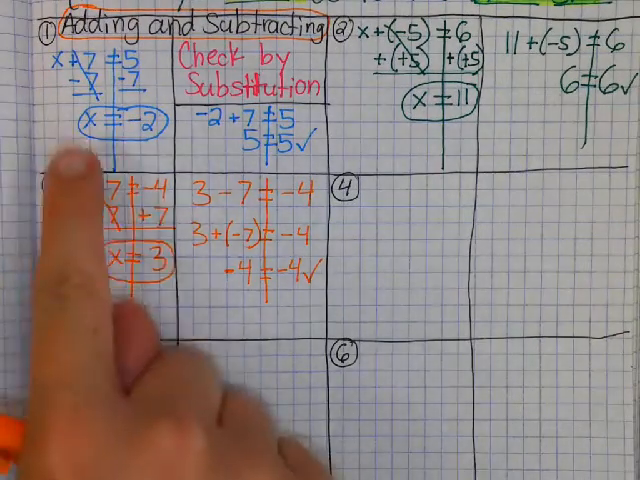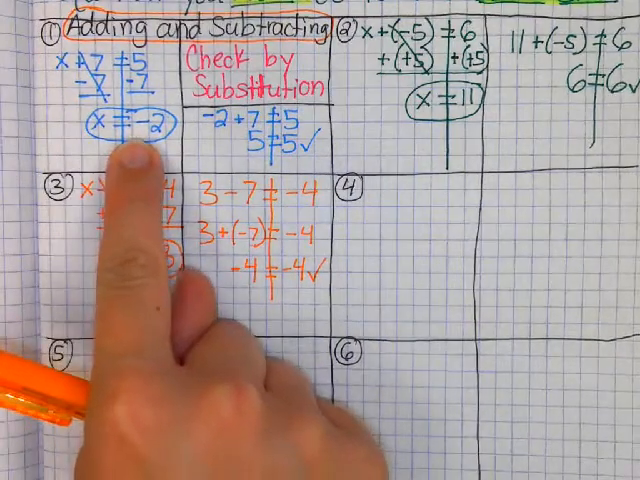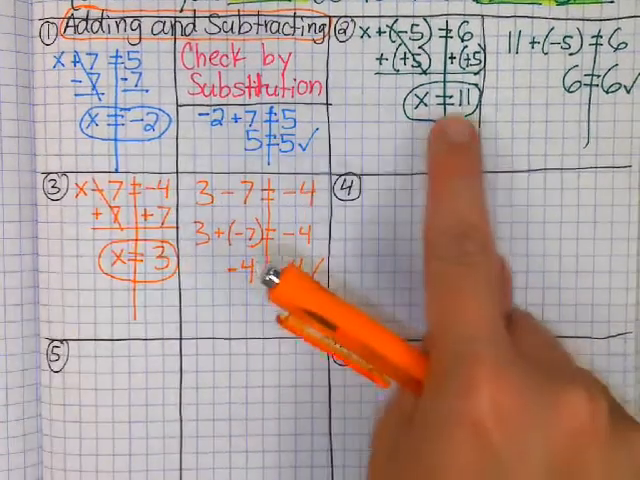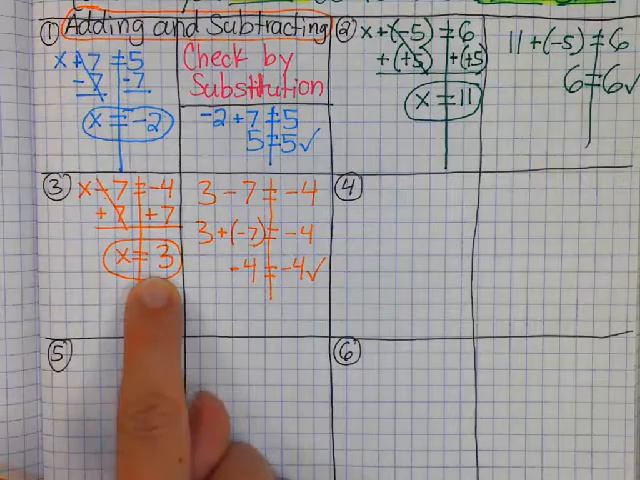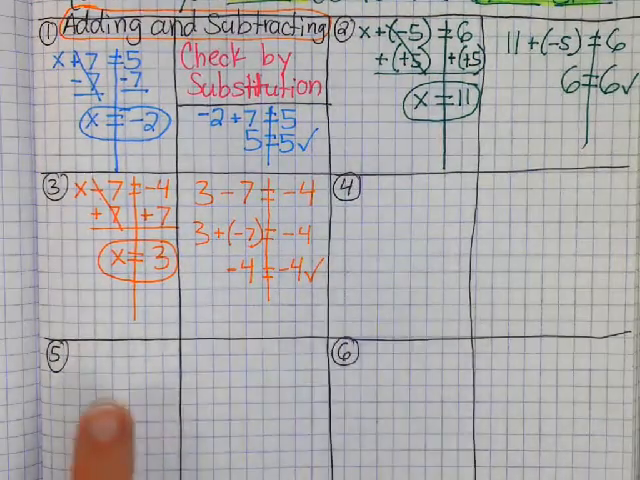You are going to enter in negative 2 for number 1, 11 for number 2, and 3 for number 3, and then go on and do the next 3 examples.